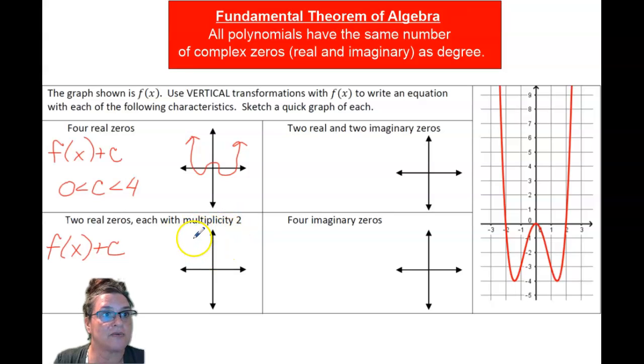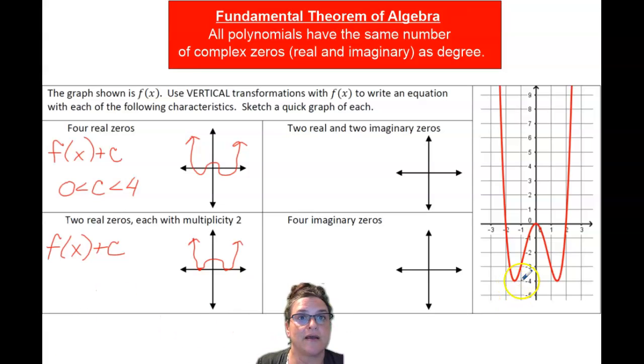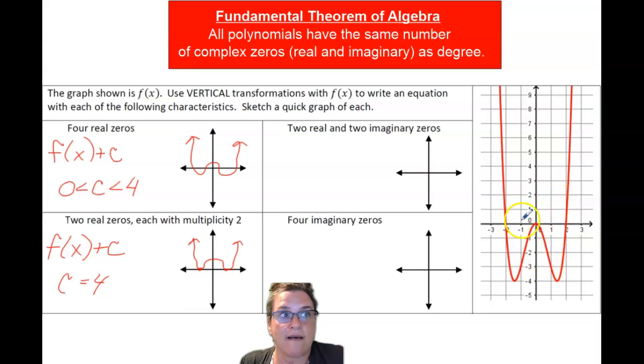So as I sketch that, I would need to come down, bounce, bend, and then bounce again off of the x-axis to have those 2 distinct zeros, each with multiplicity of 2. To make that happen, my c is going to have to be 1, 2, 3, 4. So c is equal to exactly 4. It can't be anything other than 4, or I would not have the bounces right on the x-axis.